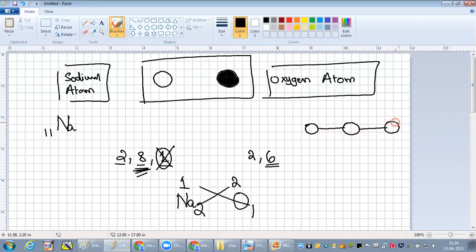Of course this is an ionic bond, where there is transfer of electrons. This is how you are going to obtain the diagram. This kind of diagram is of course applicable for covalent compounds or covalent bonds. Here the oxygen atom is in the middle, bonded with 2 sodium atoms. This will be the diagram.